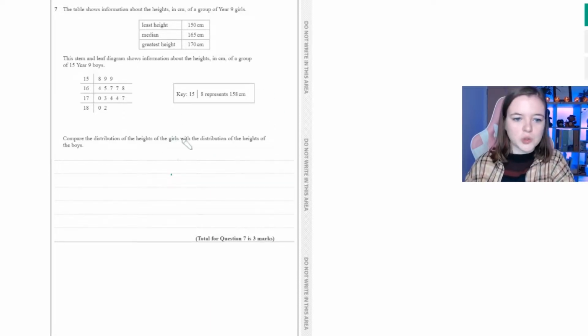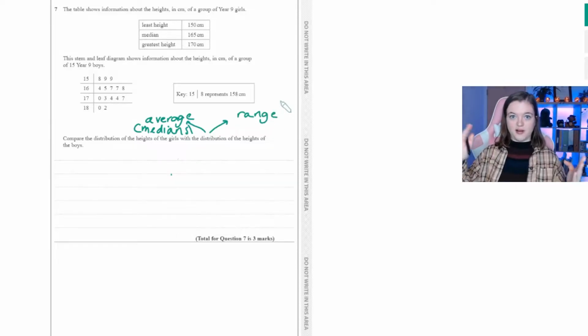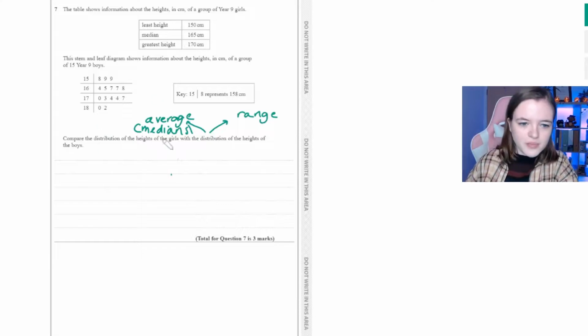So whenever we're talking about distribution, I'd always compare two things. An average, which luckily for us, they've given us the median, so let's work with that. So we're going to compare the medians, figure out who on average is taller. And then we're also going to compare the range, which is going to tell us how spread out the data is. So are all the boys very similarly heighted, or are they very varied? And who is more varied, boys or girls? That's what we're going to look at. So let's have a little look.